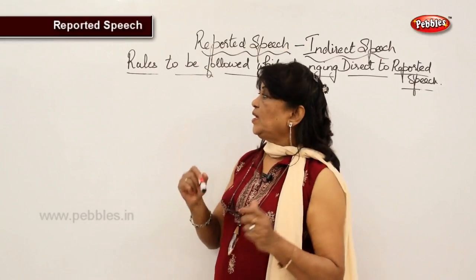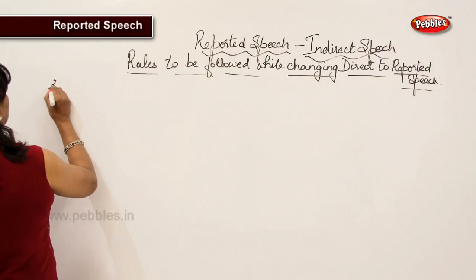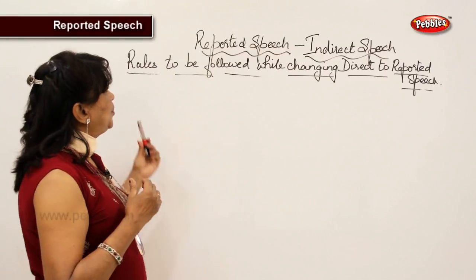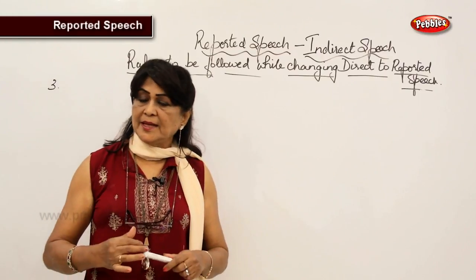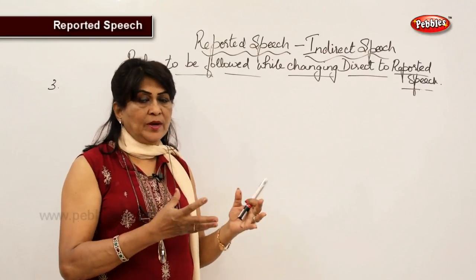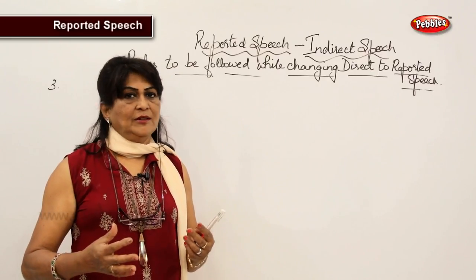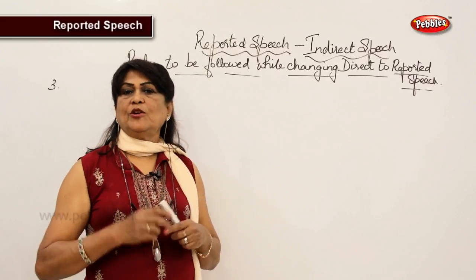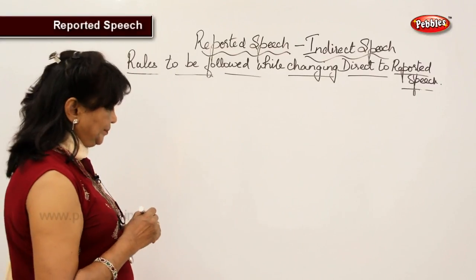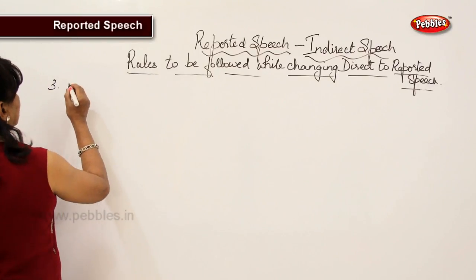Rule number 3 now. What is rule number 3? If the reporting verb is in the past tense and the speech, that is the words spoken, are something like a universal truth, then the tense will not change. Okay, this is rule number 3. I'll just give you examples.